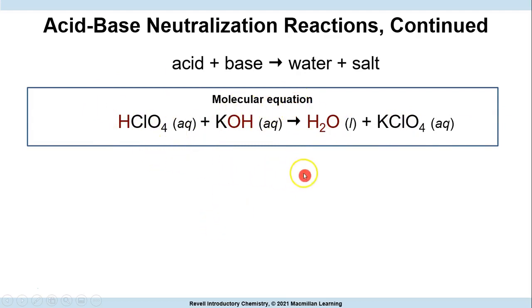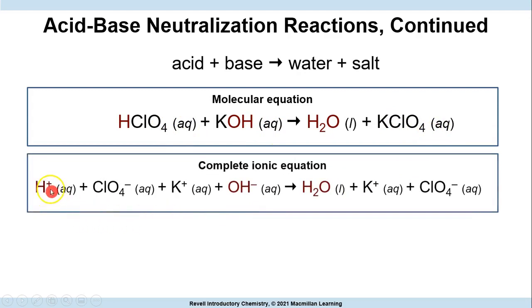Now let's see the total ionic equation. For the total ionic equation, this is going to dissociate into its ions, this into its ions, and this into its ions. Remember, the solid, the liquid, and the gas do not dissociate when we are talking about the total ionic equation and the net ionic equations. So for the total ionic equation, only the perchloric acid will dissociate, the potassium hydroxide will dissociate, and the potassium perchlorate will dissociate.